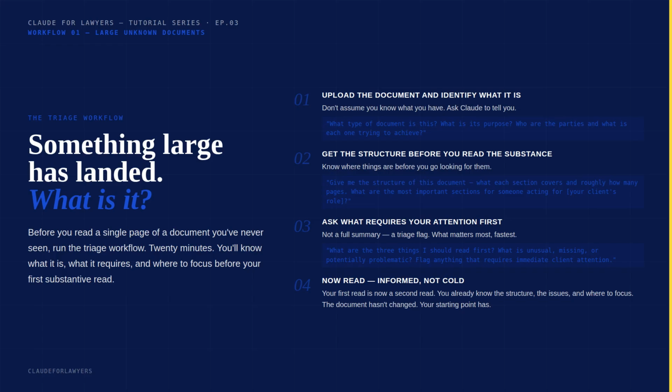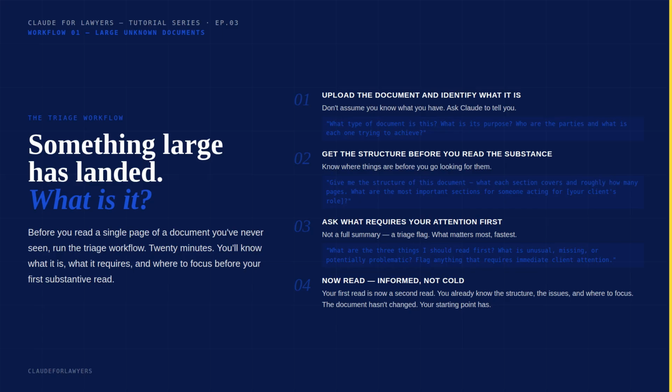Step 3. Ask what requires your attention first. Not a full summary, a triage flag. What are the 3 things I should read first? What is unusual, missing, or potentially problematic? Flag anything that requires immediate client attention.